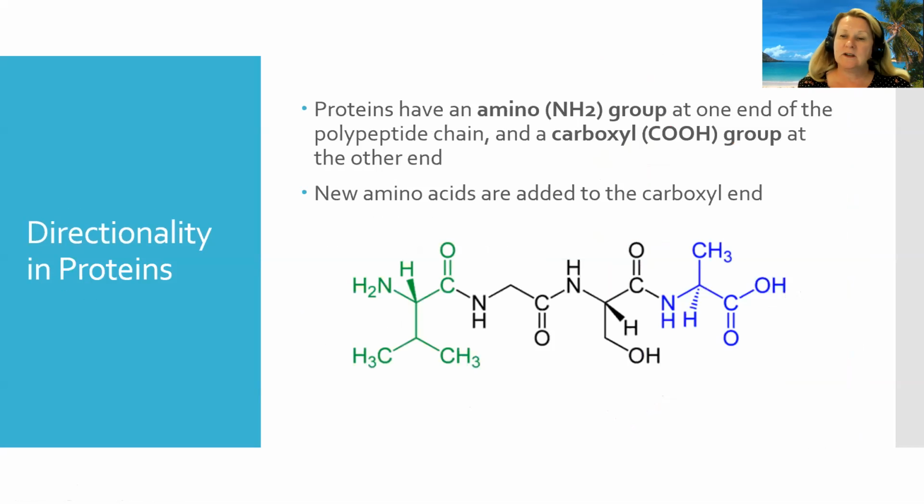Okay, now let's talk about the directionality of proteins. Proteins, remember, are made of chains of amino acids. All amino acids have an amino group and a carboxyl group. When you link those together, the amino group is always at the beginning of the polypeptide or protein chain. The carboxylic acid or carboxyl group is always at the end. And when synthesizing proteins, when you want to add new amino acids, you always add them to the carboxyl end at the end of the protein chain.